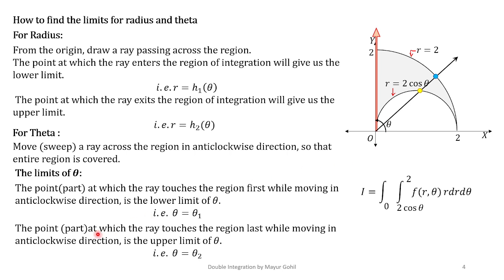The point at which the ray touches the region last while moving in the anti-clockwise direction is theta equal to theta 2, the upper limit. Here you can see that at last it halted at the positive direction of the y-axis. At that direction the angle is always pi by 2, the 90 degrees. So pi by 2 is your answer. Here the setting up of the limits is done.